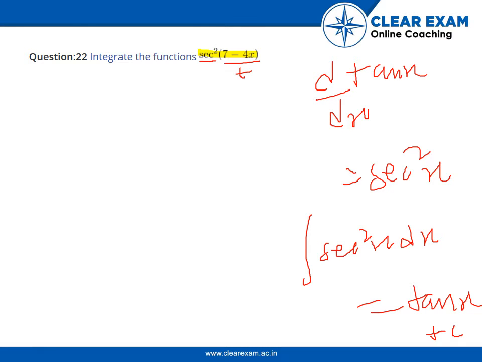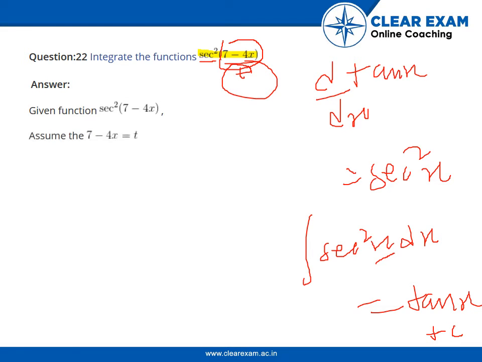So we can see that our problem is not difficult. The only problem is that here we have our argument of sec square as 7 minus 4x, but we need our argument as x only. Then only we can apply this formula. So what should we do? We can replace 7 minus 4x by t. So let us see the first step. We assume that 7 minus 4x is equal to t.